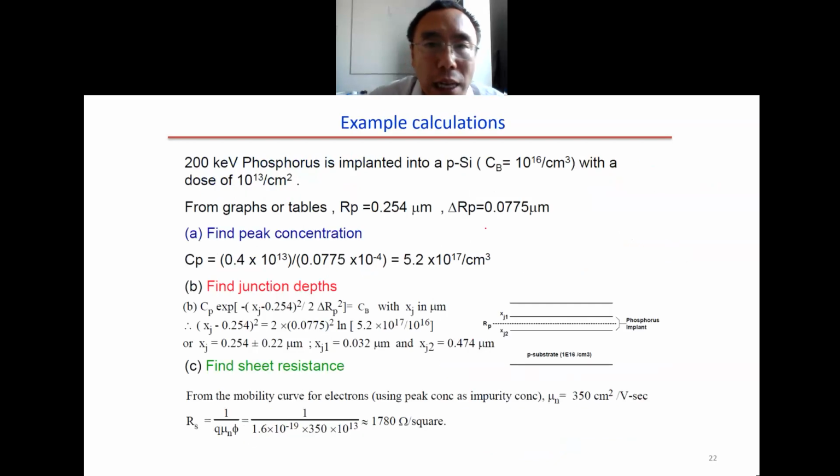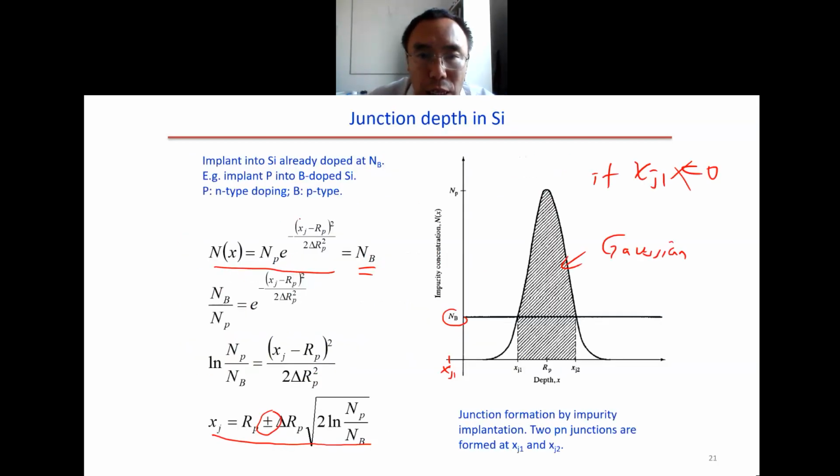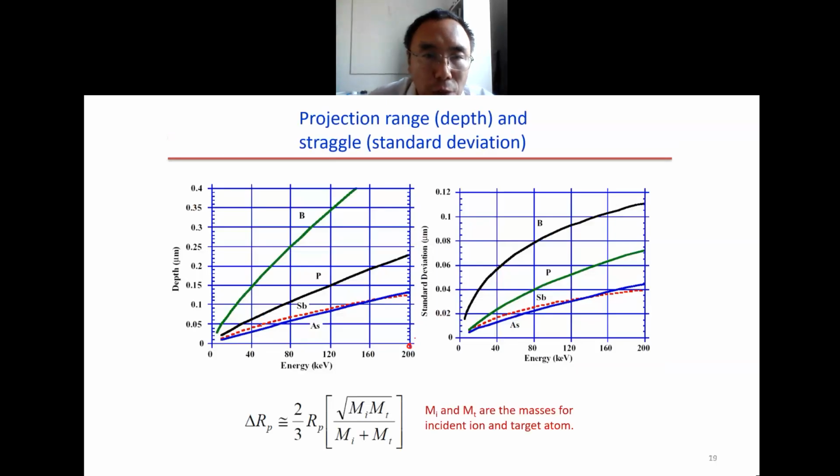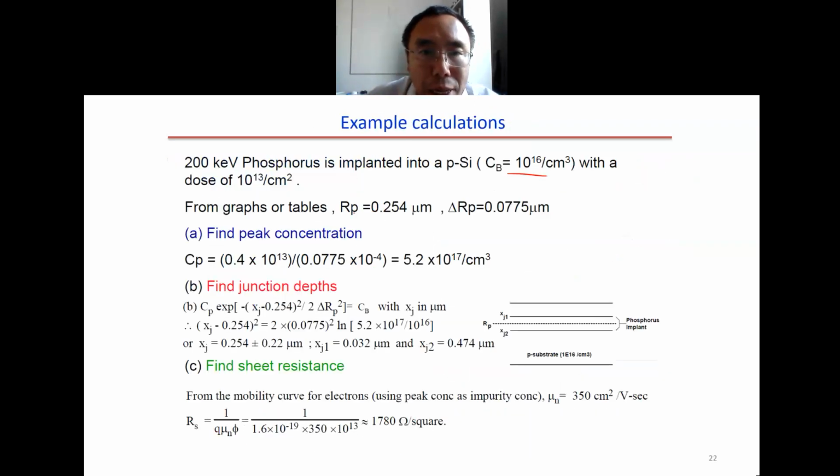And now let's look at another example. We have 200 keV phosphorus implanted into a p-type silicon with this background doping. The dose is 10 to the power 13 per square centimeter. From the graph here, for 200 keV phosphorus, we can find the depth and the standard deviation. So we find the Rp, the projected range, and the standard deviation given by those numbers.